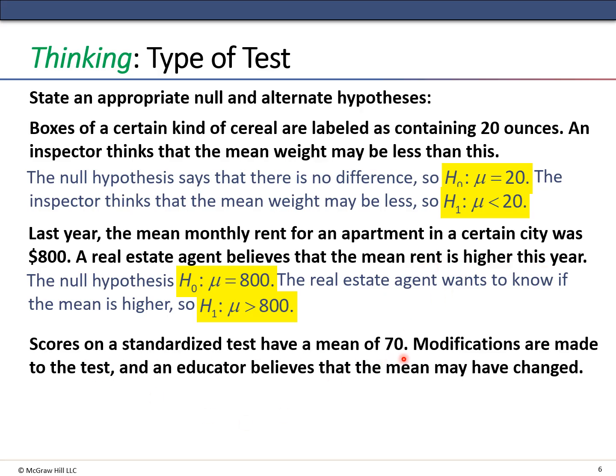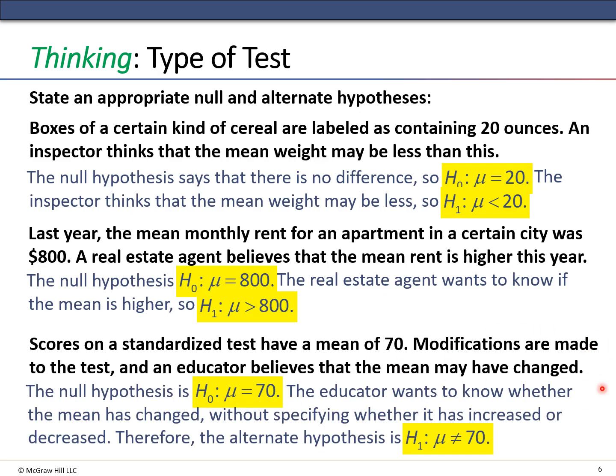Scores on a standardized test have a mean of 70. Modifications are made, and an educator believes that the mean may have changed. Notice here we are not given a value greater than or less than. This is just saying they think it's changed. And so in this case, our null is still 70. It hasn't changed. And our alternative is that it will change. It doesn't give a direction that they think it's higher or lower, just that it'll be different.